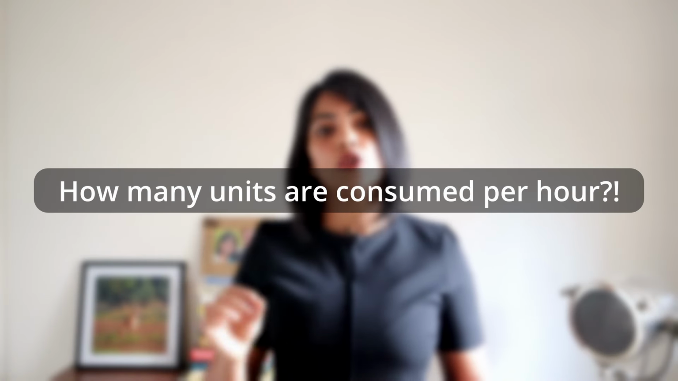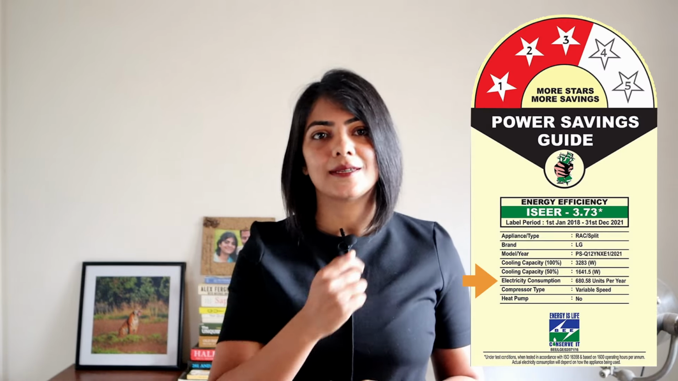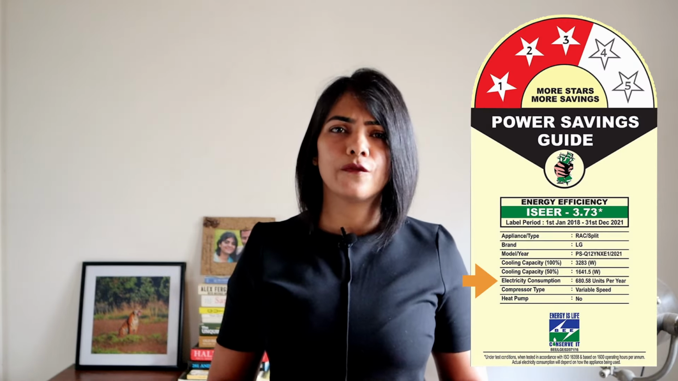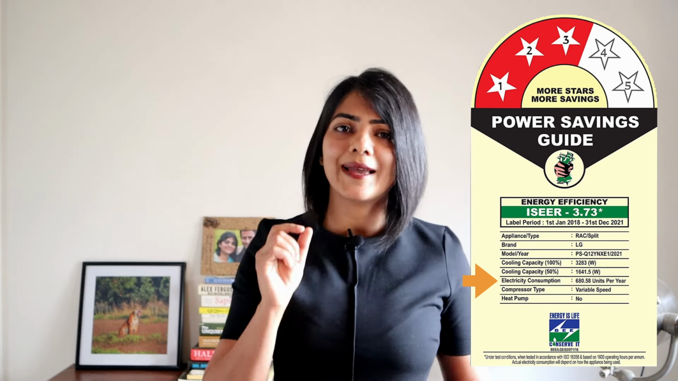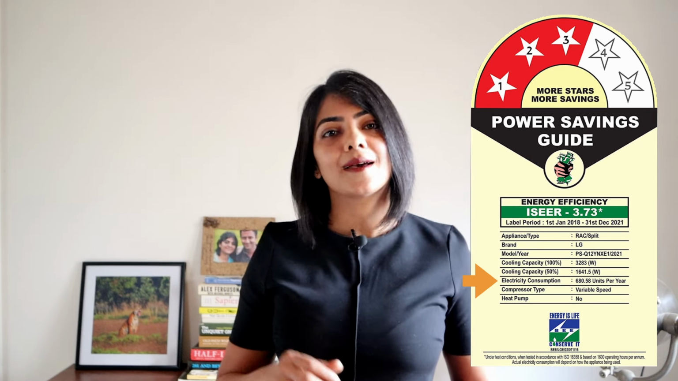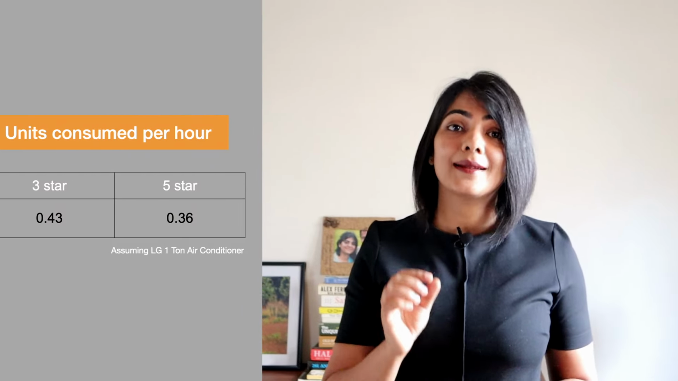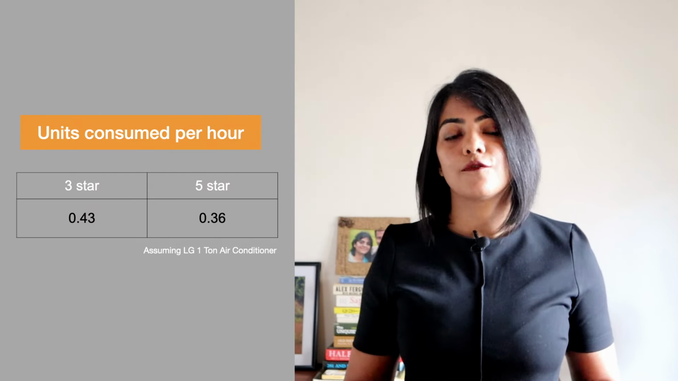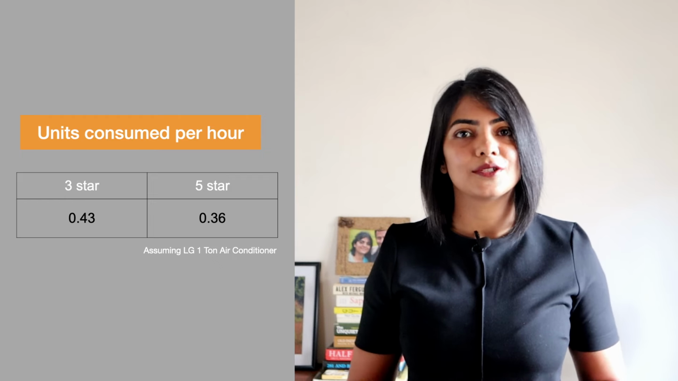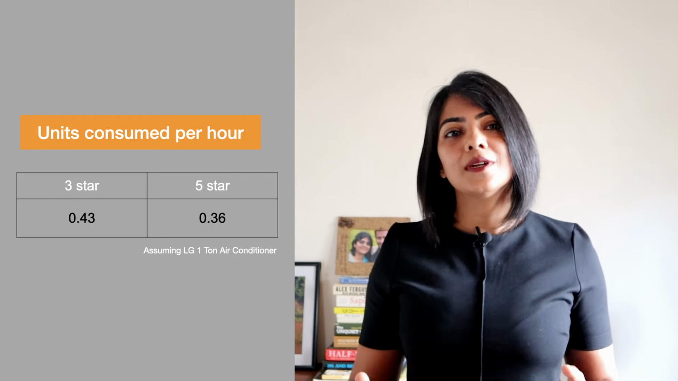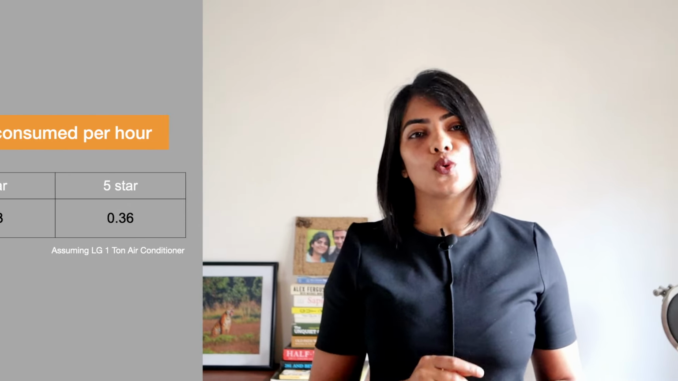First, let's talk about the unit consumption per hour. 5-star ACs consume fewer units per hour compared to 3-star ACs. How to determine that? Most air conditioner manufacturers will publish a power savings guide, as you can see on the screen here. This guide will tell you a few things, but we will primarily use the electricity consumption per year in our calculation. Now remember that this electricity consumption is only measured for 1600 hours and in test conditions. So based on this, the units consumed per hour is shown on the screen.